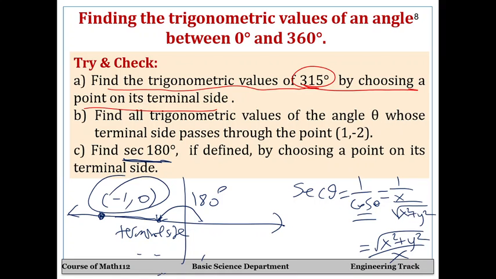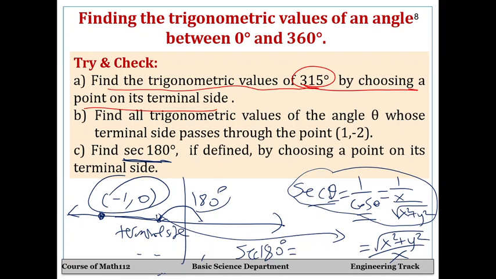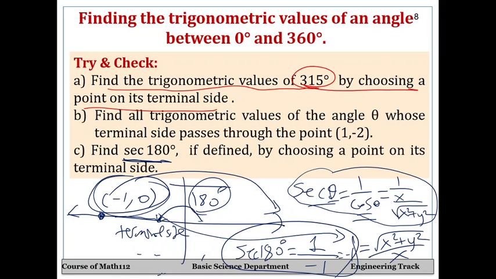Now you take this x and y and substitute them here, and secant 180 will be equal to, I shouldn't say theta now, because theta was for the general formula. Now secant 180 is the square root of (-1) squared plus 0 squared, which is 1, divided by x, which is -1, so you end up with -1. So we take these two values and put them here, and we get these two values.